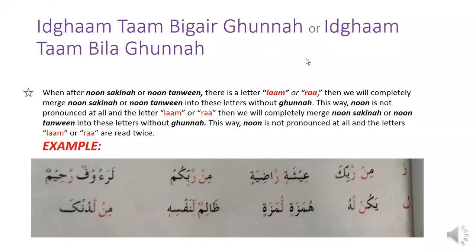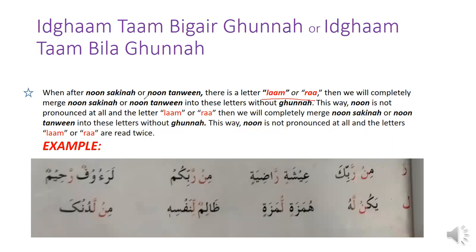Next we are going to learn each of the types of idgham in detail. The first one which we are going to learn is idgham tam bighair gunna, or it is even said as idgham tam bila gunna. Whenever after noon sakina or noon tanween there is the lam or ra, which are the letters of idgham tam bighair gunna, we have to do idgham tam bighair gunna.